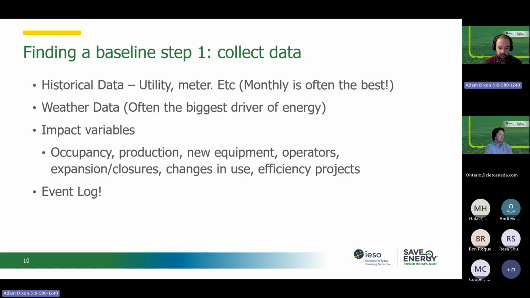So, impact variables. On top of weather, it can be occupancy, production, when new equipment is brought on, if you're in a production situation, when new lines are brought on, operators, expansions, closures, changes in use, anything like that. Whether it is something that changes daily, like occupancy, or something like new equipment or expansions and closures, which can be one-time events. Gather all of that data. You may or may not use it. I would say occupancy is always a good one if you can get that, or some sort of proxy for that. There are workarounds to find data that you can't get.